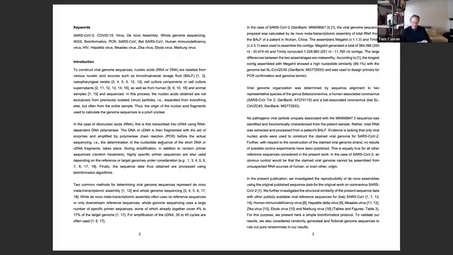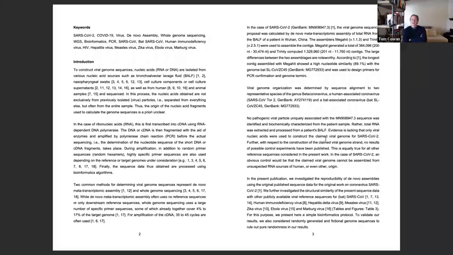Okay, so we get into that a little later. And now I'm reading this paragraph on page 3. "No pathogenic viral particle uniquely associated with MN90," et cetera. That is the sequence that they found. That is the genome that was published as the first SARS-CoV genome, identified and biochemically characterized from the patient sample. Let me stop there.